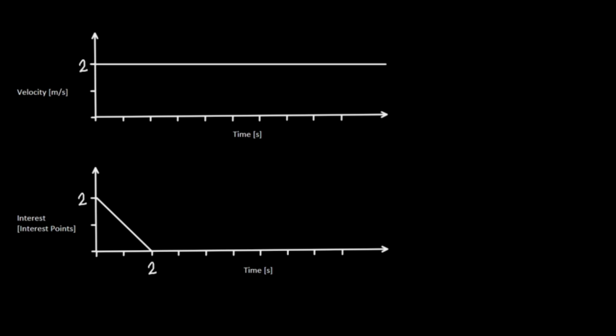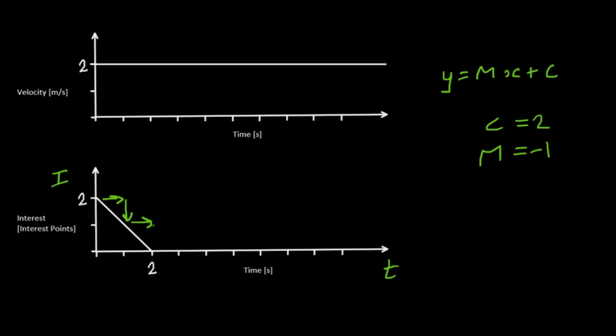So let's write a function to describe how they lose interest as time changes. To write this function, we're going to need to use the equation of a straight line, which takes the form of y equals mx plus c, where m is the gradient and c is the y-axis intercept. We can see the intercept in this case is 2, and the gradient is -1, because for every 1 second, we drop by 1 interest point.